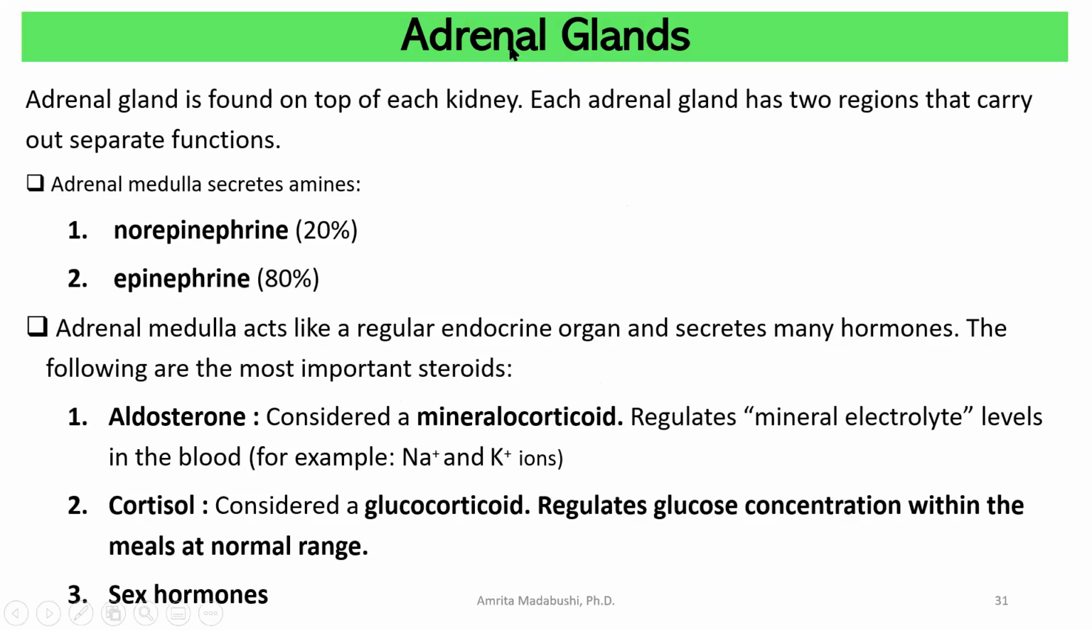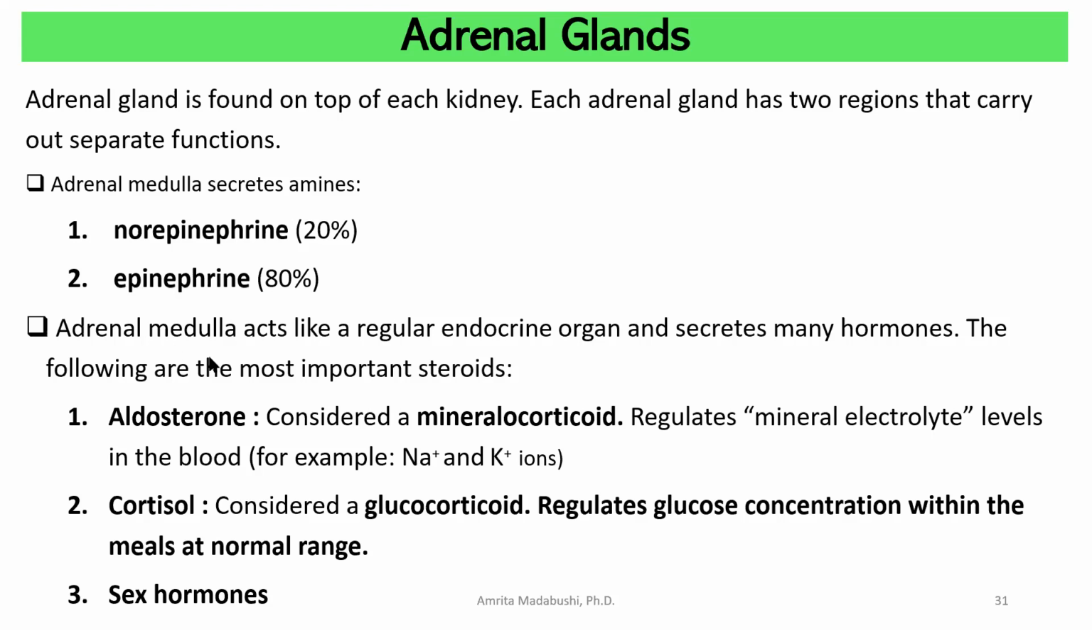Then comes the adrenal gland, which is located very near the kidneys, right on top of them, and it can carry out separate functions. So it has two regions. One of them is the adrenal medulla, which secretes amines. So there are norepinephrine and epinephrine produced in different percentages. Epinephrine is 80%, norepinephrine is 20%.